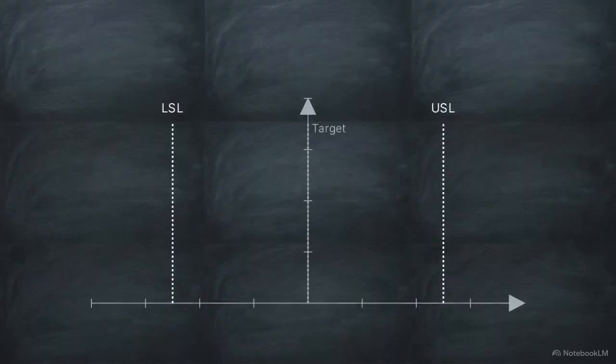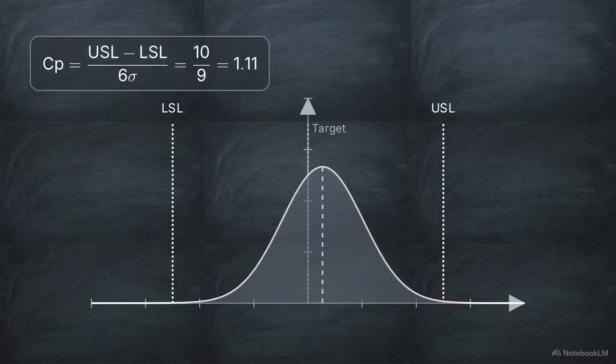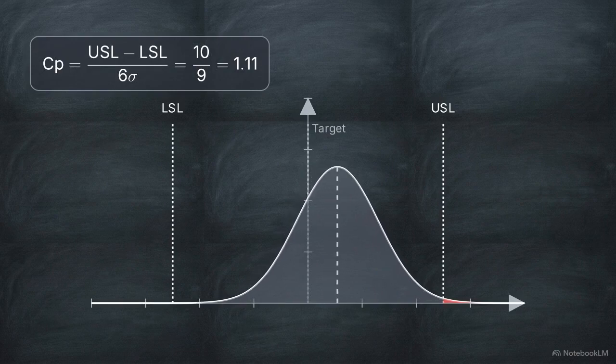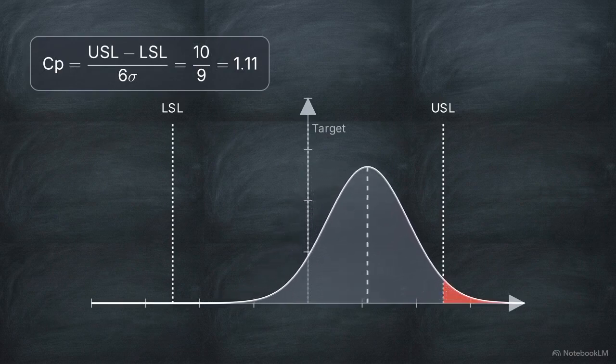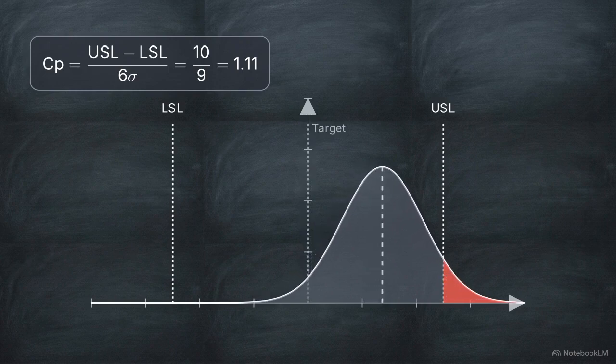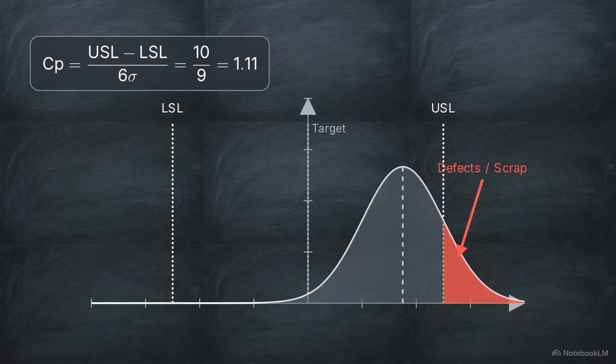Watch this chart showing our previously capable process. Over time, machine tools wear down and calibrations slowly drift. This moves the average measurement of the parts away from the target center, pushing the distribution curve toward the edge. Because the spread of the data is now bleeding past the upper specification limit, every part in this red zone is a defect that must be scrapped.